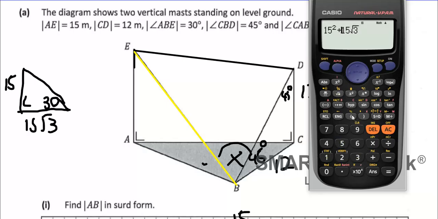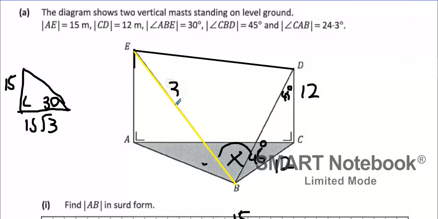Remember your brackets. You're going to make a mistake. Can anybody tell me what my mistake is? The square needs to be outside. Yeah, exactly. Now, 900. Square root of 900 is 30. That yellow line is 30.